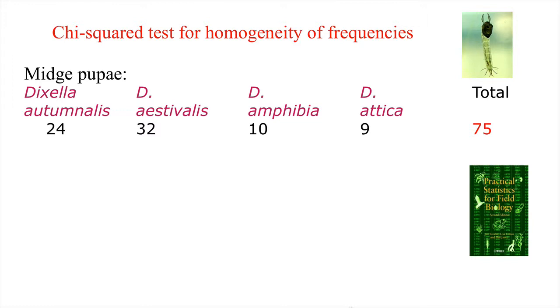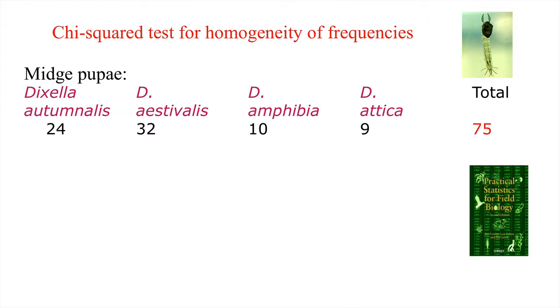The main question here is whether these data could be considered to have been sampled from a population in which each of these species is equally represented, i.e. the underlying frequencies are homogeneous. How do we test for this?